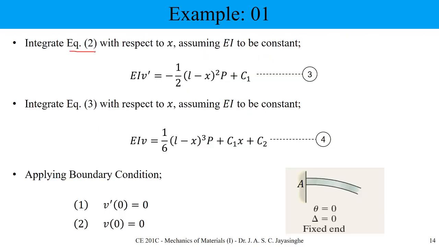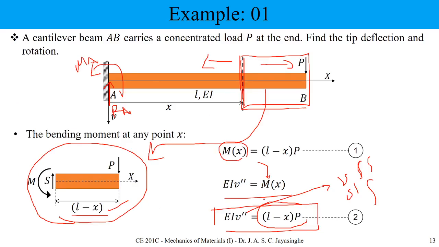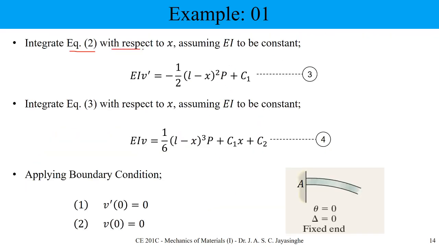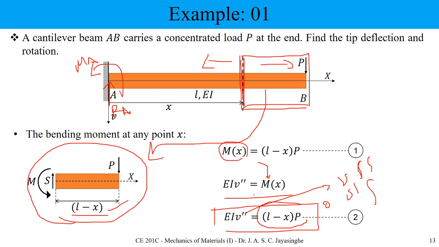So equation 2 means this one. We're going to integrate with respect to x, assuming, of course, I need to mention this, that EI is constant. Otherwise, actually, we are in trouble. If you integrate this in this manner, and EI is going to change, that means, think about if we have this kind of beam, this kind of arrangement. Think about this is EI, this is 2 EI, something.